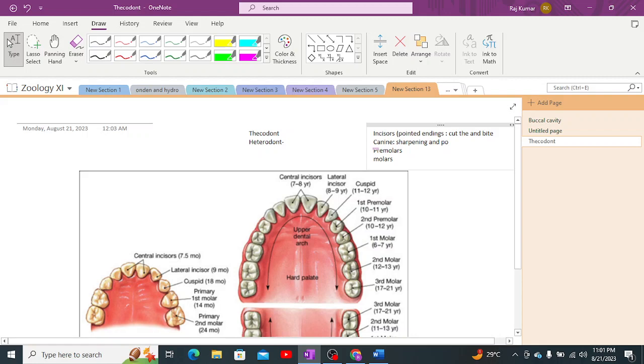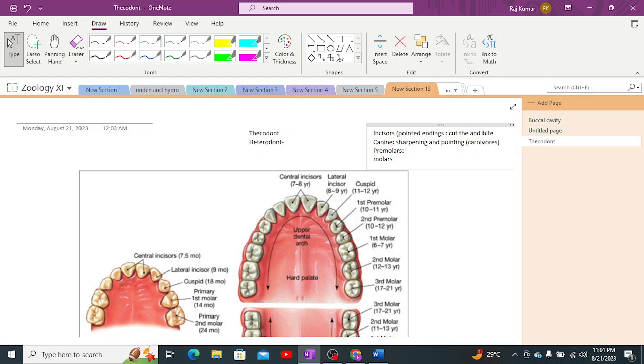These sharpening and pointed teeth are basically dominant in the structure of carnivores. Why? First let us discuss the function. These are used for tearing and pulling the meat, tearing and pulling the flesh. That is why these are most prominent in carnivores, because carnivores usually tear the meat of the particular prey.